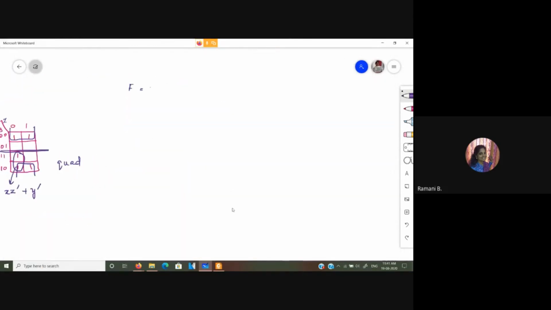So f is equal to A bar B, A bar C, BC plus A B bar C. So now here let us say find the sum of minterms expression, and then find the sum of products expression using K-map.